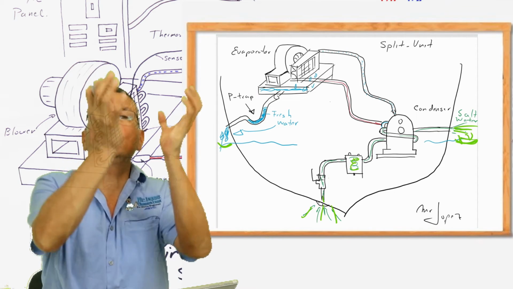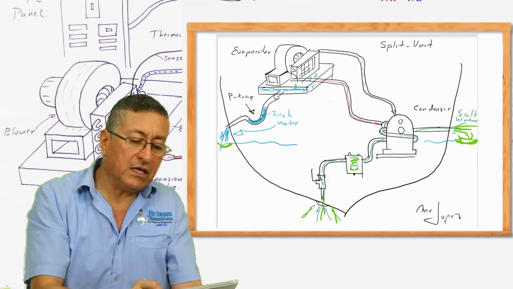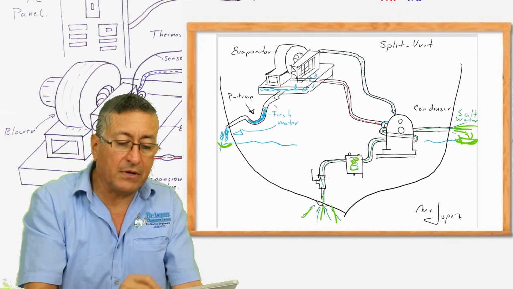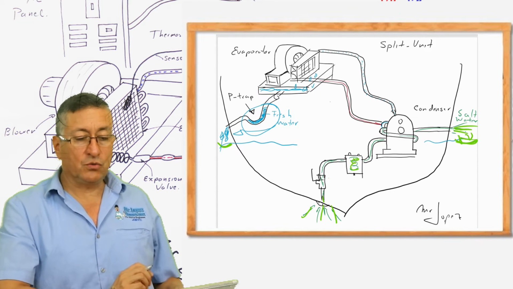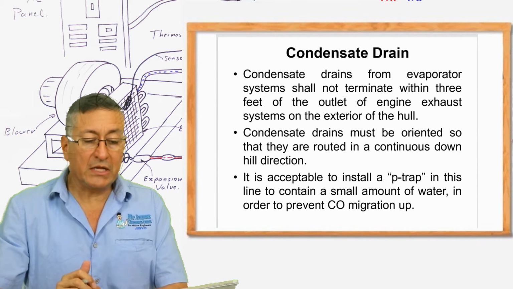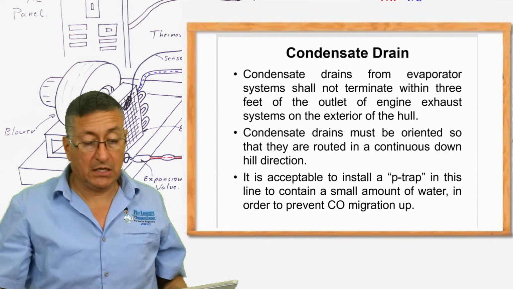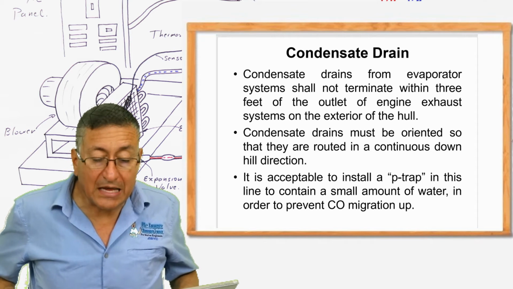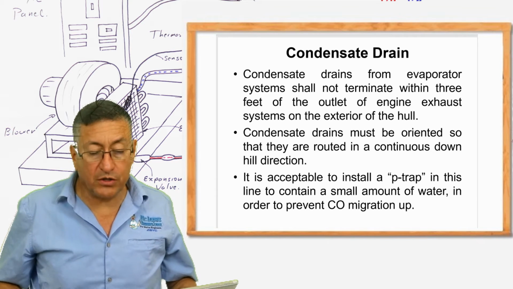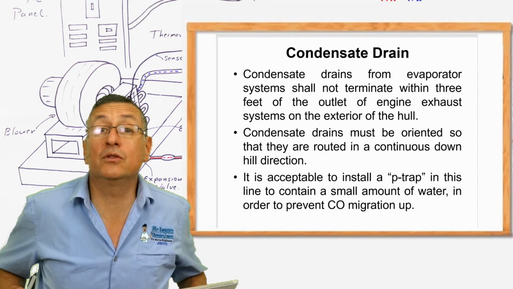In the evaporator is condensated fresh water. That fresh water condensated in the pan is drained here. And for that reason, it's a good idea to install the P-trap. Why? Right now we are going to check. The condensated drain must be oriented so that you can route it continuously downhill, for gravity. It is acceptable to install a P-trap in this line to contain a small amount of water in order to prevent migration of carbon monoxide into the cabin.